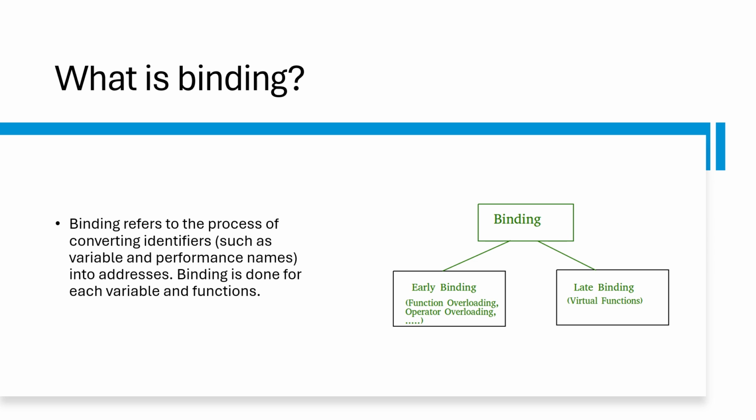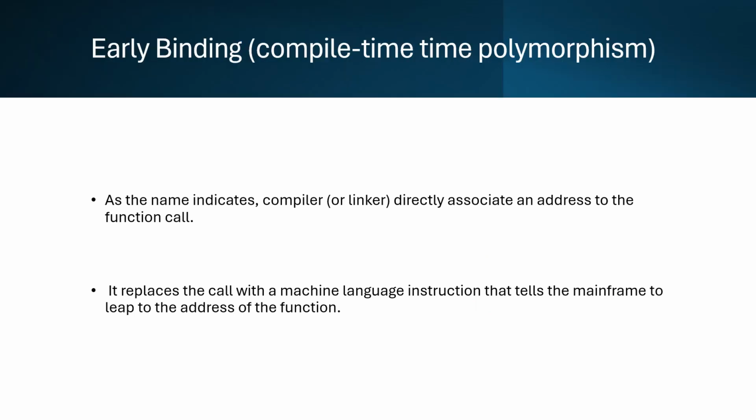Binding refers to two kinds: early binding and late binding. Early binding means it is done at compile time, such as function overloading and operator overloading. Late binding means it is a virtual function, and it is done only by runtime polymorphism. So what is early binding? It is done at compile time.